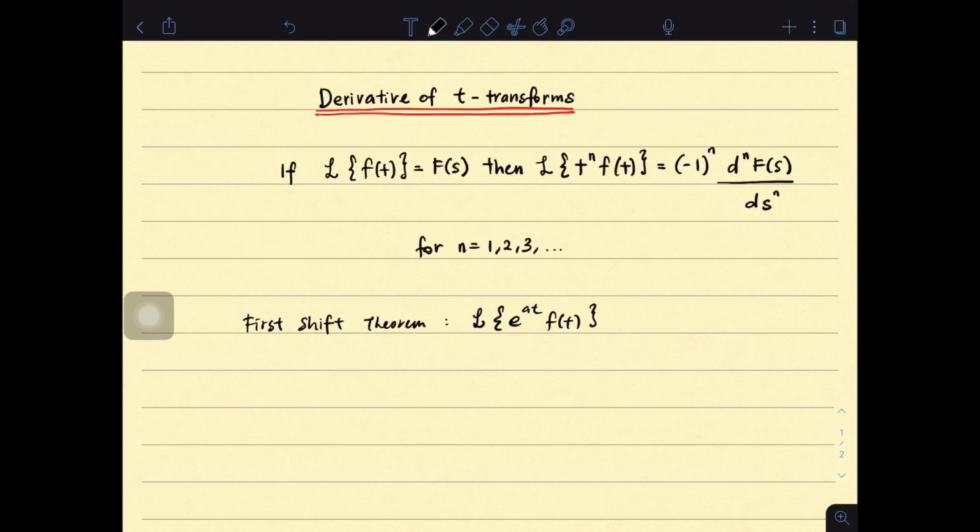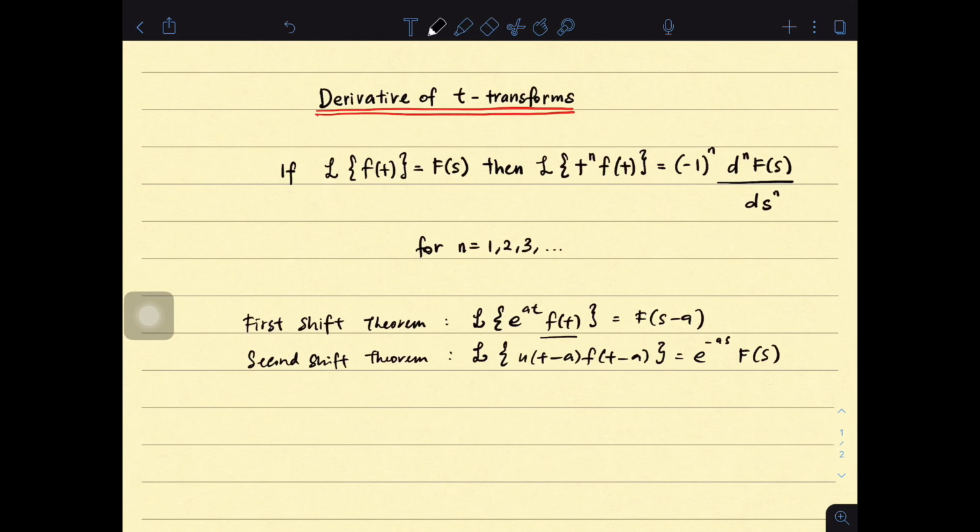Here we use the first shift theorem, where the formula is F(s minus a), where F(s) is the Laplace transformation of the function f(t). Then we have the second shift theorem, which is the method to find the Laplace transformation of two functions where one of them is the unit step function u(t minus a). Therefore, if there is a combination of a unit step function with any function f, we can find its Laplace transformation by using the formula e to the power of negative as times F(s), where F(s) is the Laplace transformation of the function f(t).